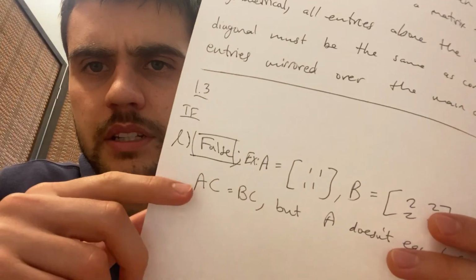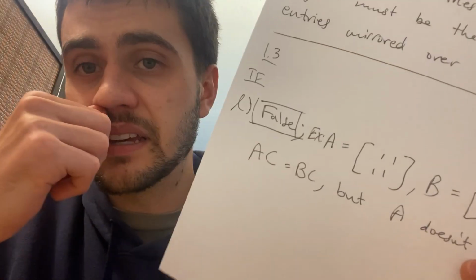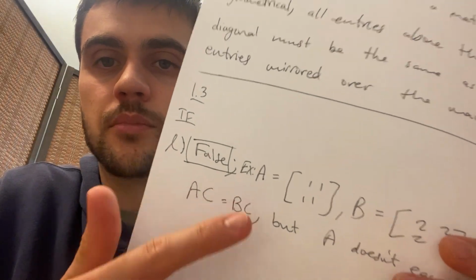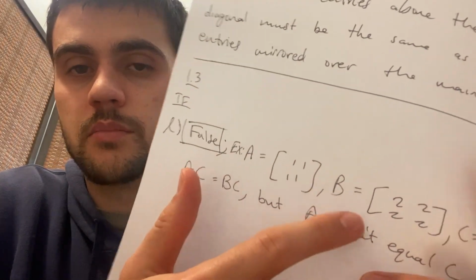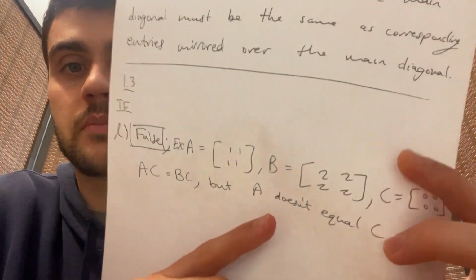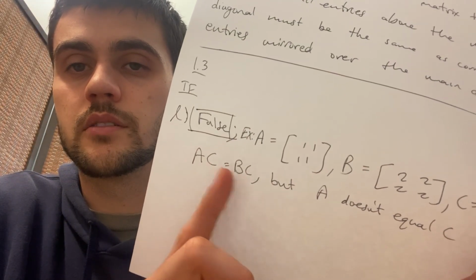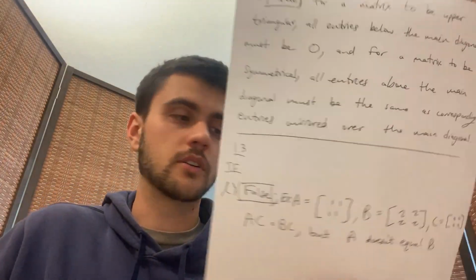True false. Basically, it said if AC equals BC, then A equals B. Now, false. Example: A equals a matrix of 1s, B equals a matrix of 2s, C equals a matrix of 0s. So A times C is 0, B times C is 0. They're equal, but A doesn't equal B. It doesn't even say C is not 0. And there's other ways that we could have proven or disproven it, but that's easy enough for now.